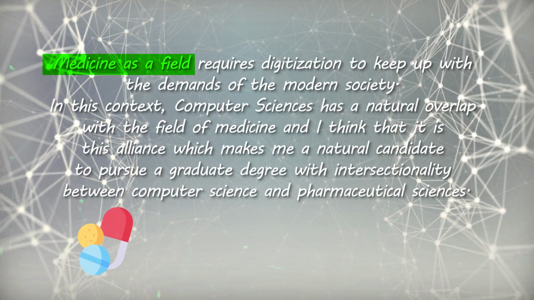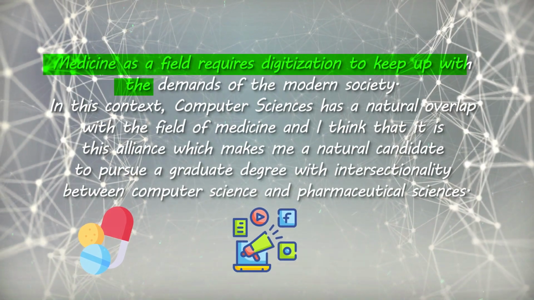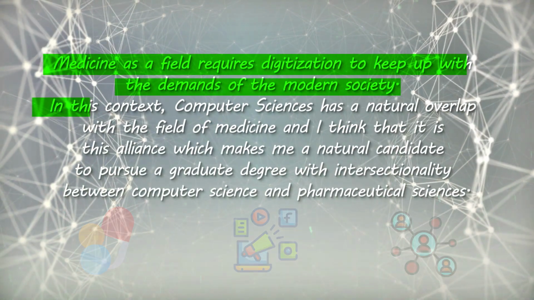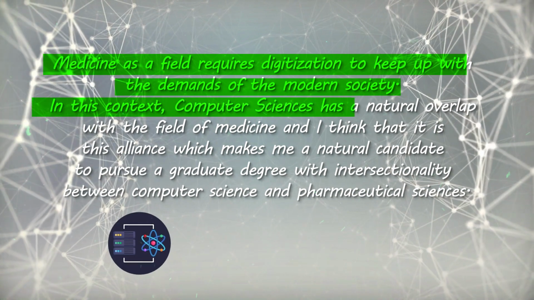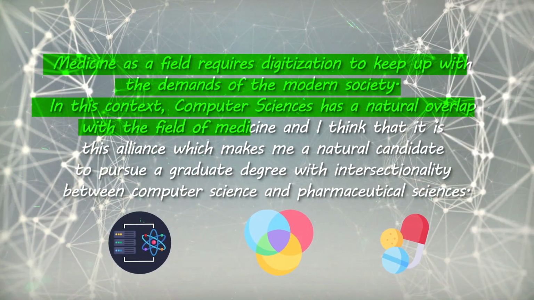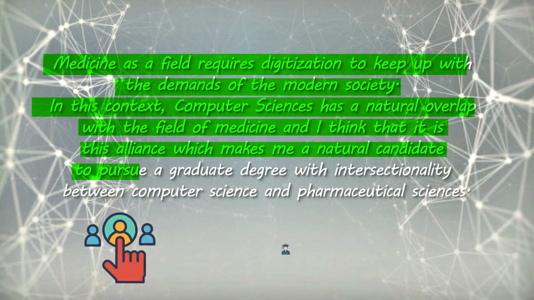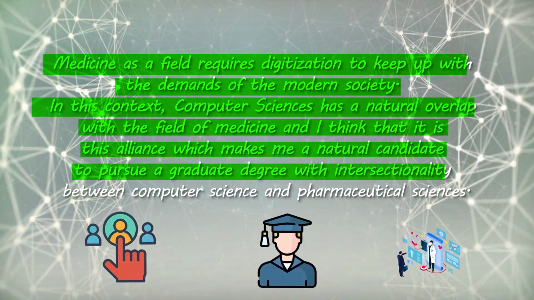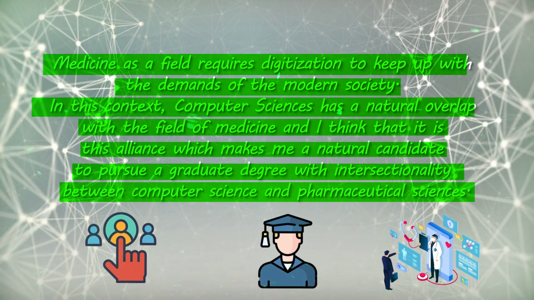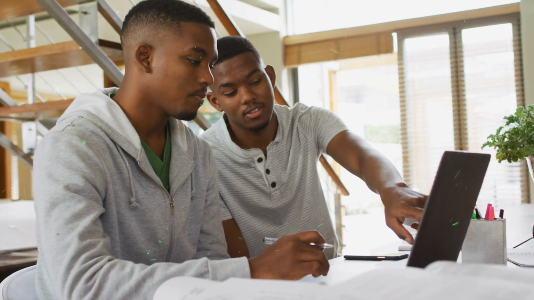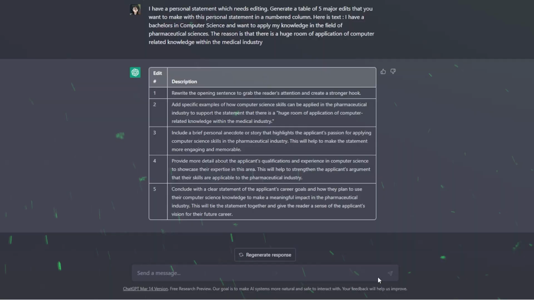Medicine as a field requires digitization to keep up with the demands of the modern society. In this context, computer science has a natural overlap with the field of medicine, and I think that it is this alliance which makes me a natural candidate to pursue a graduate degree with intersectionality between computer science and pharmaceutical science. Not bad, eh? Now, let's talk about the second major edit, which ChatGPT recommends.